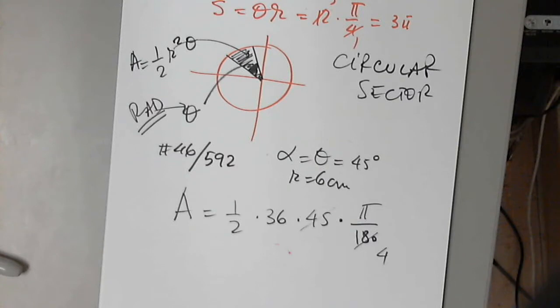Yes, Bailey? The radius has to be squared. You're right, 36. And then theta, which is 45. Oh, R equals 6. Yes, the radius equals 6.